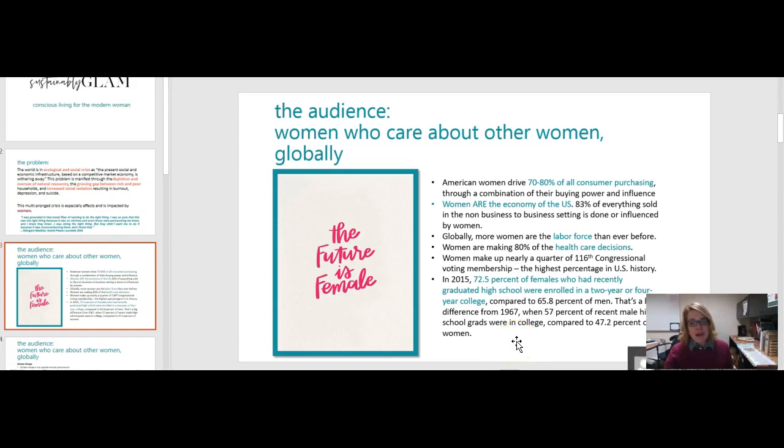And women are graduating in higher numbers and enrolling in 2- and 4-year colleges in higher numbers than men. And women make up nearly a quarter of the 116th congressional voting membership. So this is like all awesome stuff, right?